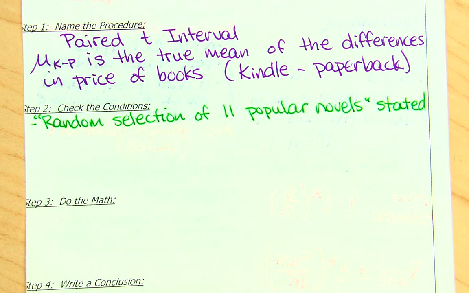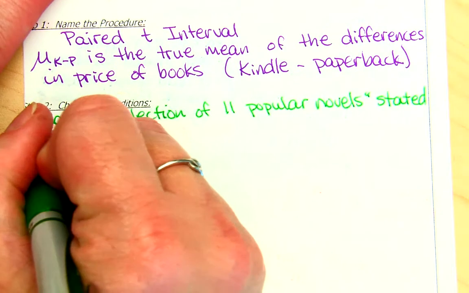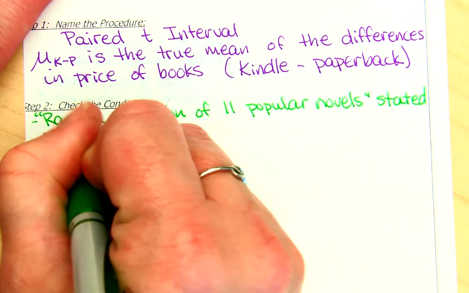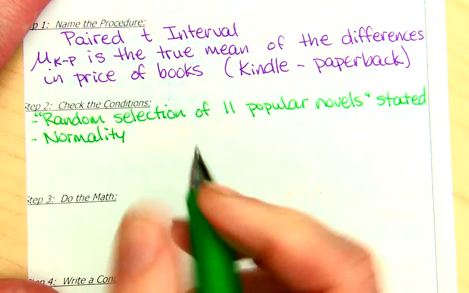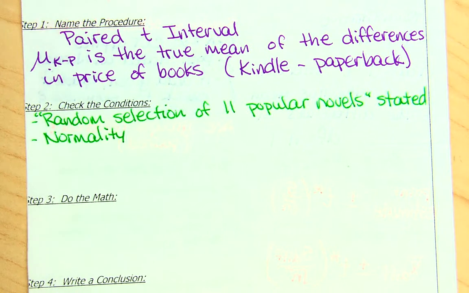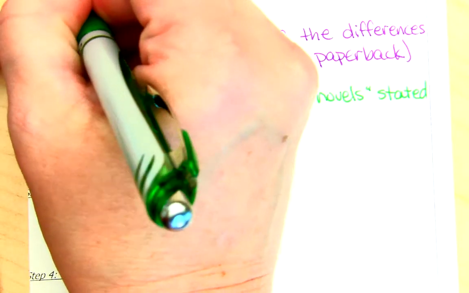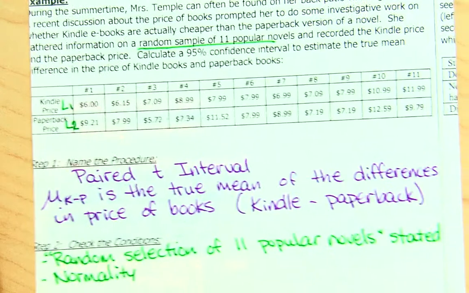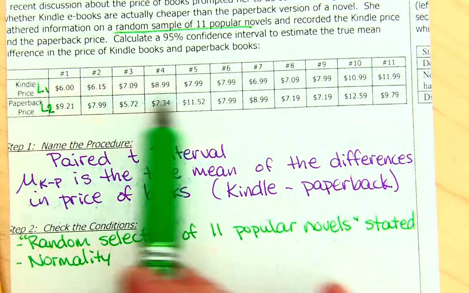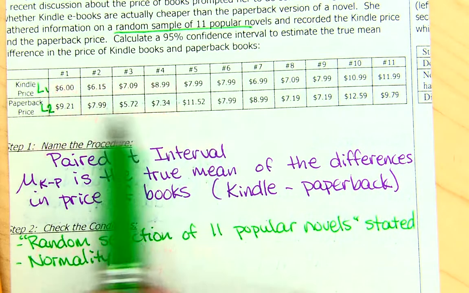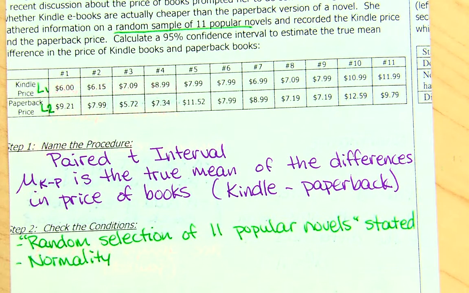Our second condition, we want to know about normality. So which of the three normality options are we going to use here? We're going to graph it because they gave us data. So for normality, we'll say this is L1, this is L2. We're just going to put these values into the calculator, the Kindle price in L1, the paperback price in L2. So go ahead and enter those into your calculator.